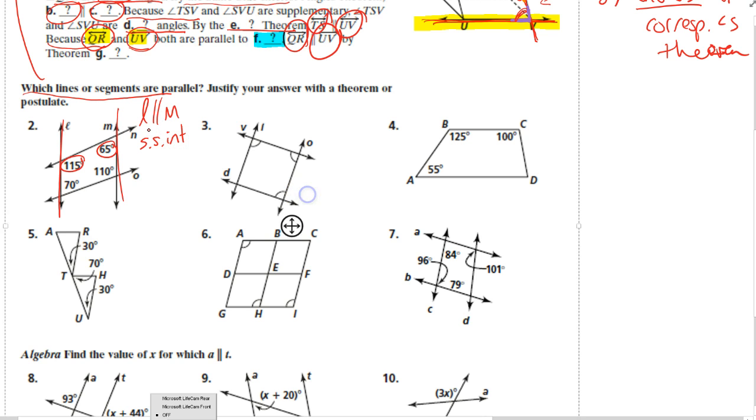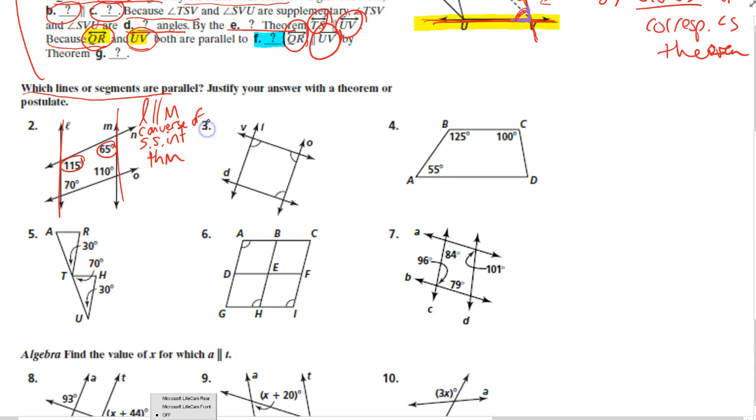So here's what you really need for the answer to this question. We've got this and this adding up to 180, so you would say that line L is parallel to line M. L parallel to M because of same side interior. Actually, I should say this, the converse of same side interior angles theorem.